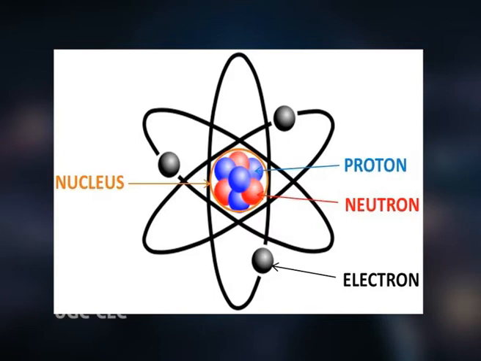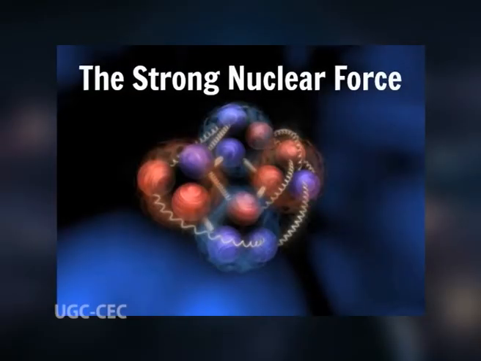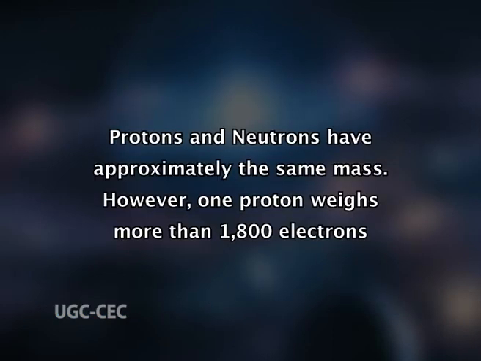Whirling at fantastic speeds around the nucleus are smaller and lighter particles called electrons, which have a negative electric charge. An atom has the same number of electrons, negative charge, and protons, positive charge, to make the atom electrically neutral. An extremely powerful force called the nuclear force holds the protons together in the nucleus, as they naturally repel one another electrically. Protons and neutrons have approximately the same mass.